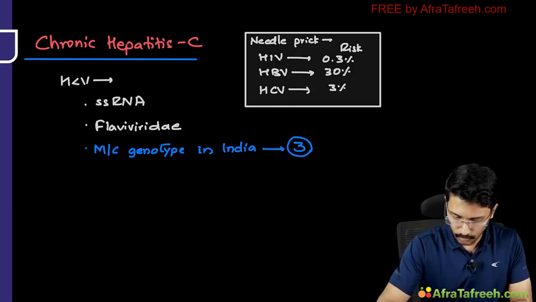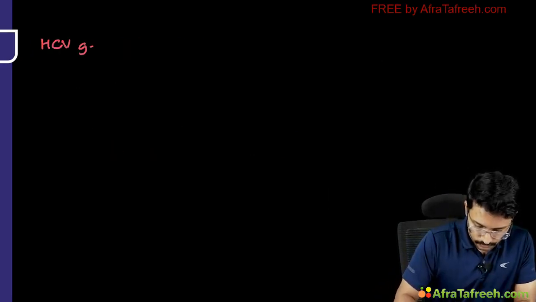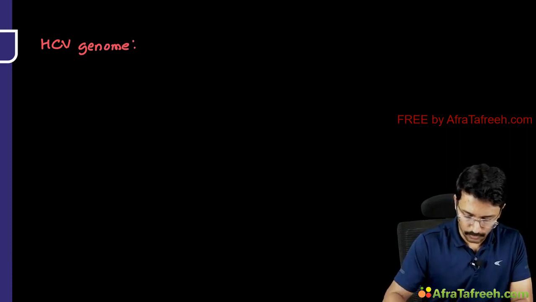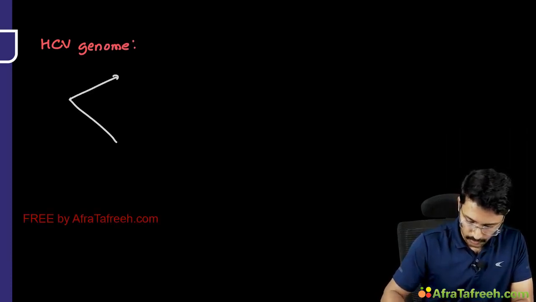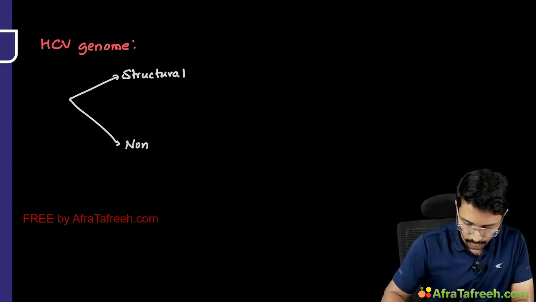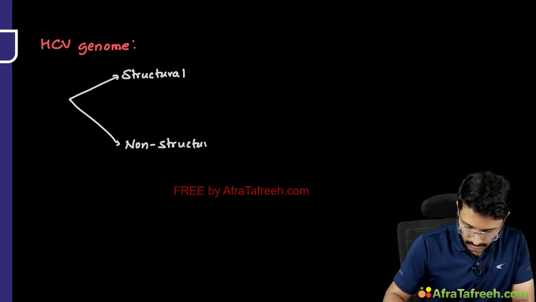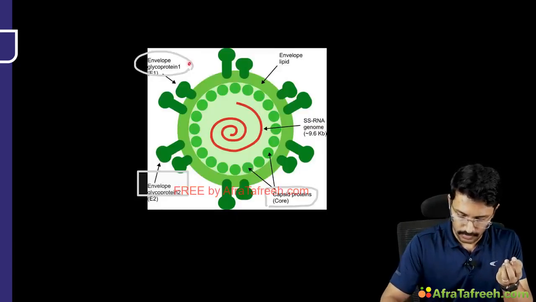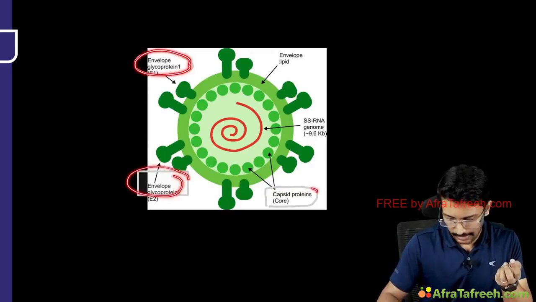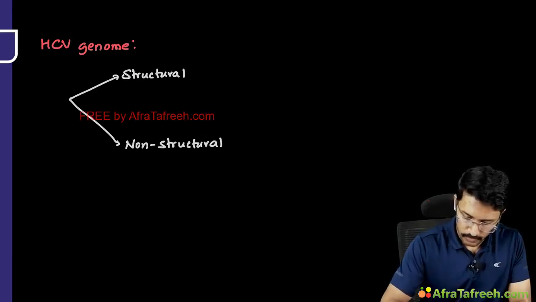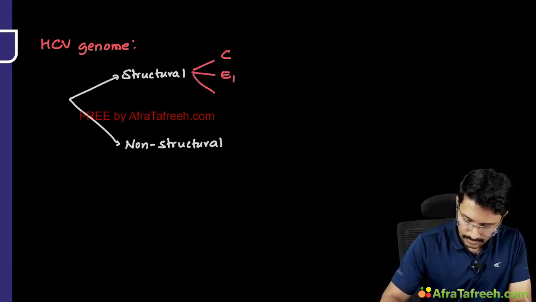After the basic structure, we need to take a look at the HCV genome. This is important for us to understand the treatment. The genome will code for structural proteins and non-structural proteins. What are the structural proteins the genome is coding for? There are only three structural proteins that we have spoken about: envelope glycoprotein 1, envelope glycoprotein 2, and capsid proteins. So there are genes coding for these. One gene is called the C gene. The other ones are called E1 and E2.